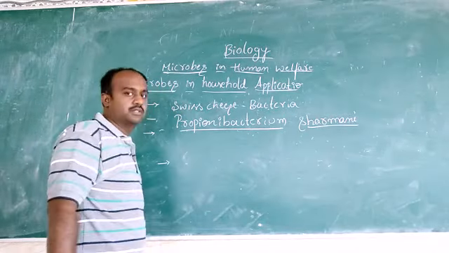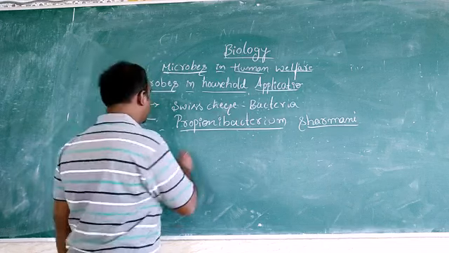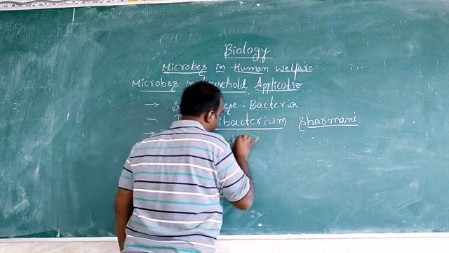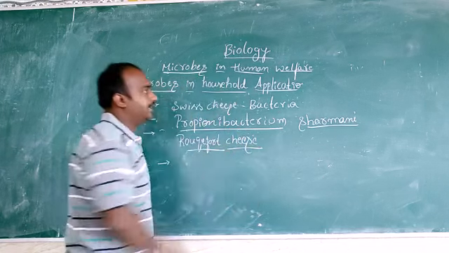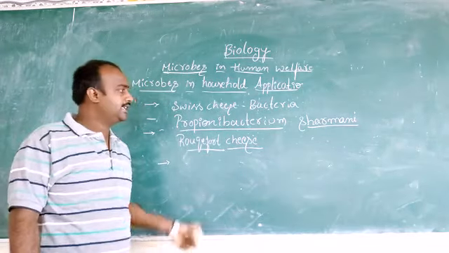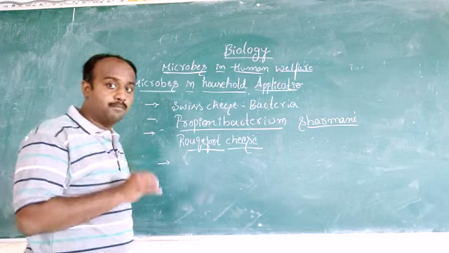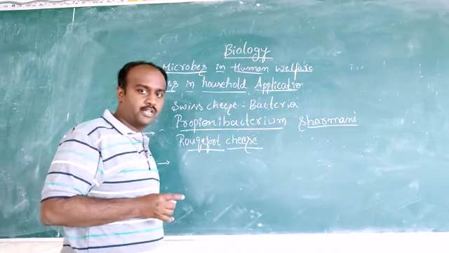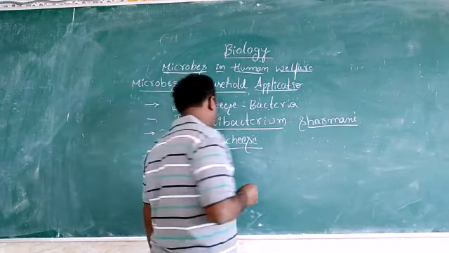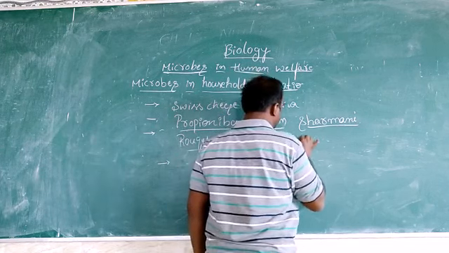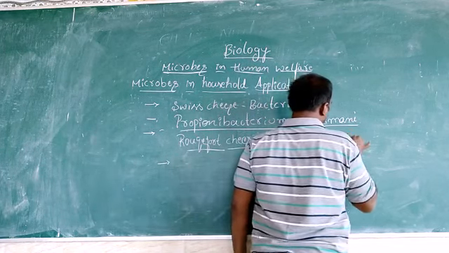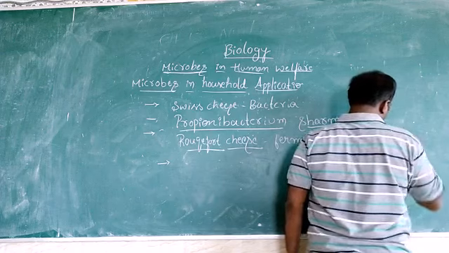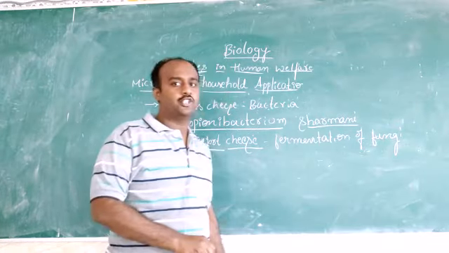And we have one more type of cheese known as Roquefort cheese. This cheese is also obtained by fermentation, but by the fermentation of fungi. Swiss cheese is obtained by bacteria, but this Roquefort cheese is obtained by the fermentation of fungi.